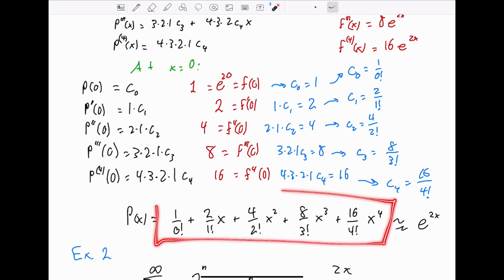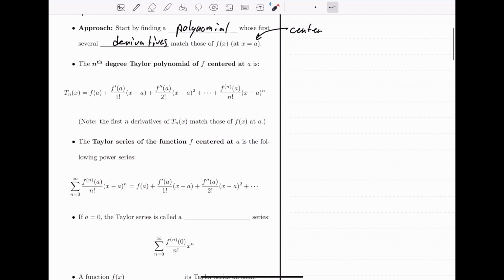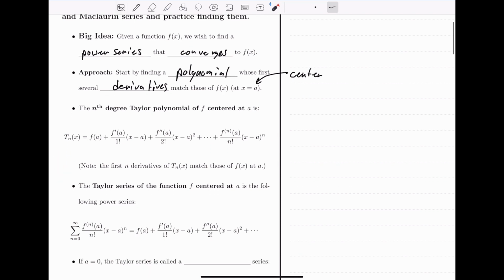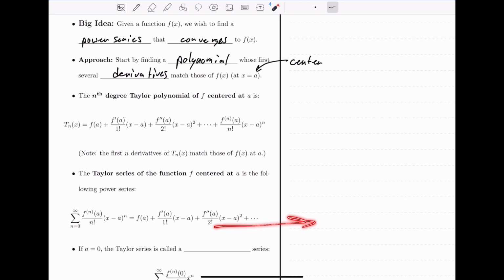Compare this specific example to the definition of a Taylor polynomial. That's right here. Derivatives in the numerator, factorials downstairs. By definition, the first n derivatives of this polynomial will match the first n derivatives of the function at the place that we center, at x equals a. That's how this polynomial is defined. That's where it comes from. And in the Taylor series, we just continue the terms instead of stopping at degree n.